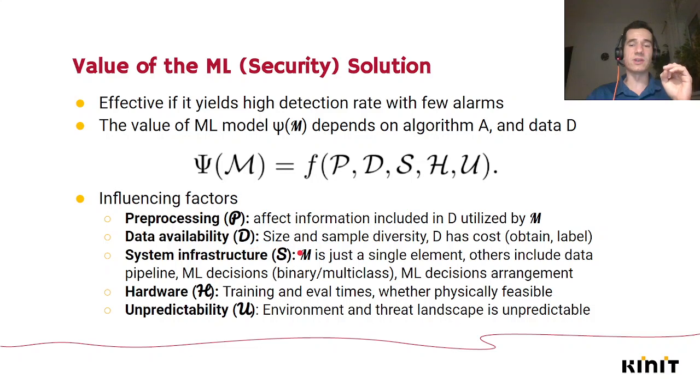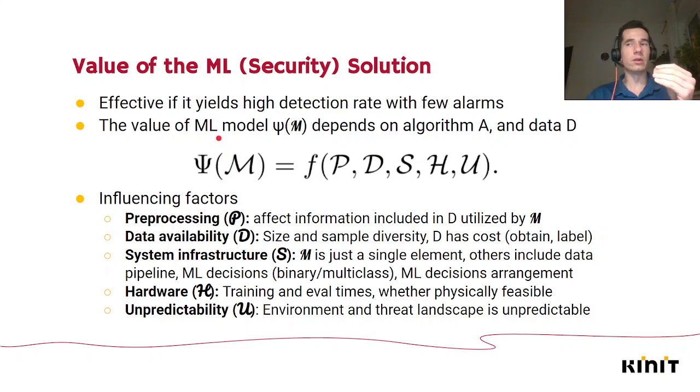Then the system infrastructure. What is the machine learning pipeline? What predictions do we make, binary, multi-class, and so on? What hardware do we have? And of course, value is influenced by unpredictability. So this is just a theoretical concept of how we can describe the value of a machine learning model. And our aim as researchers is to maximize this value.